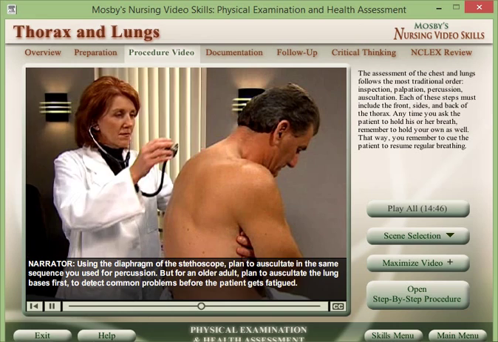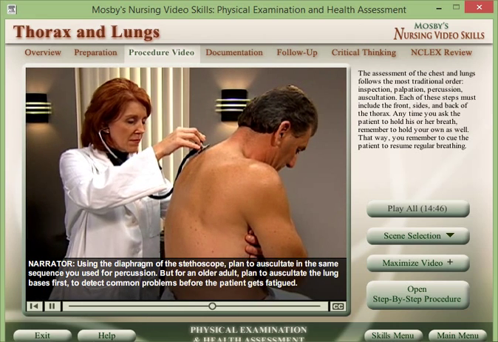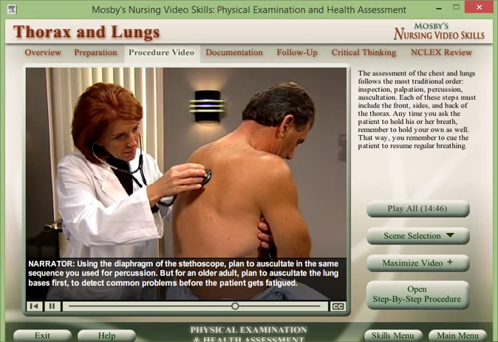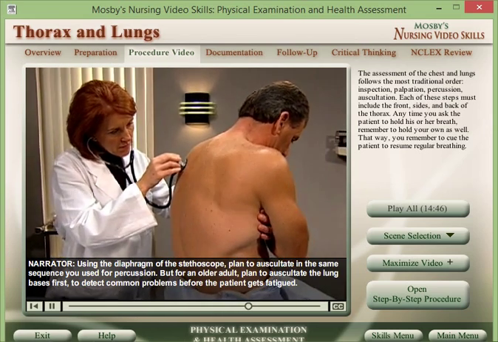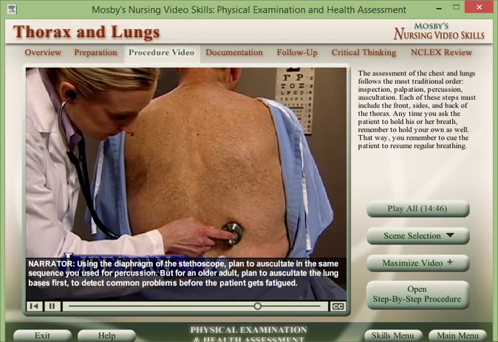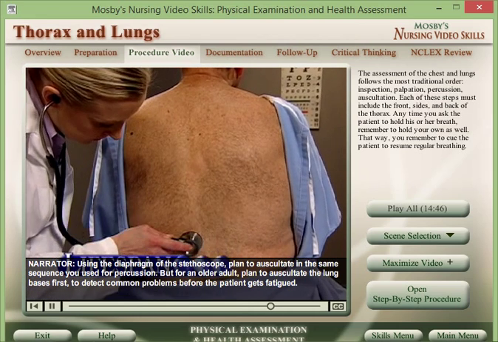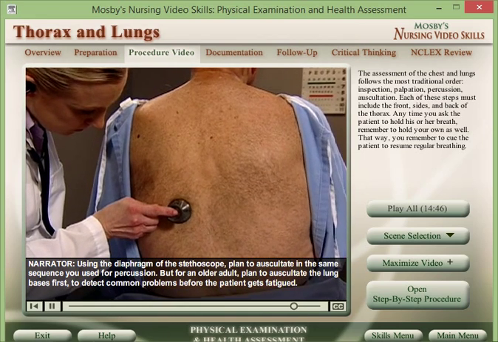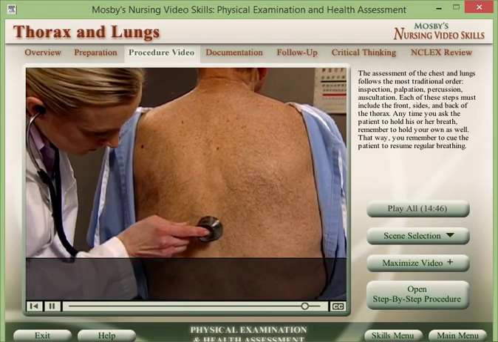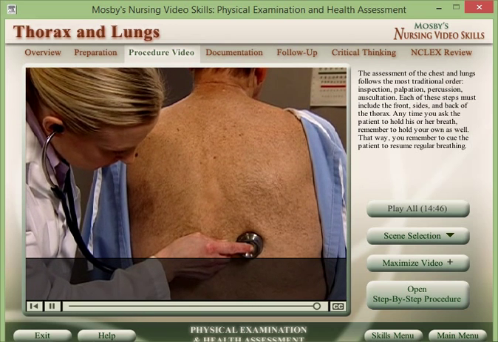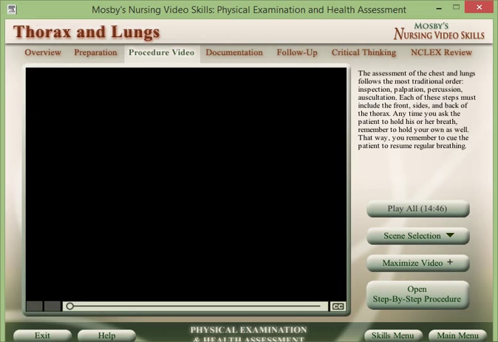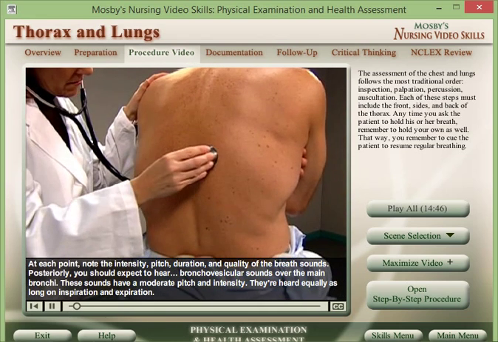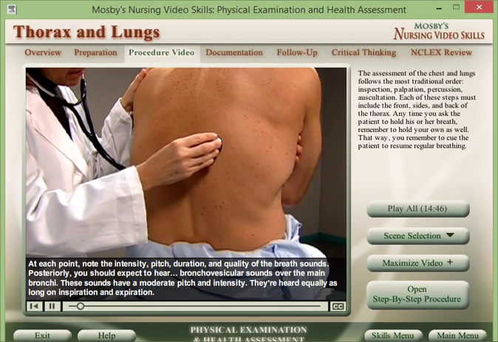Using the diaphragm of the stethoscope, plan to auscultate in the same sequence you used for percussion. But for an older patient, plan to auscultate the lung bases first, to detect common problems before the patient gets fatigued. At each point, note the intensity, pitch, duration, and quality of the breath sounds.